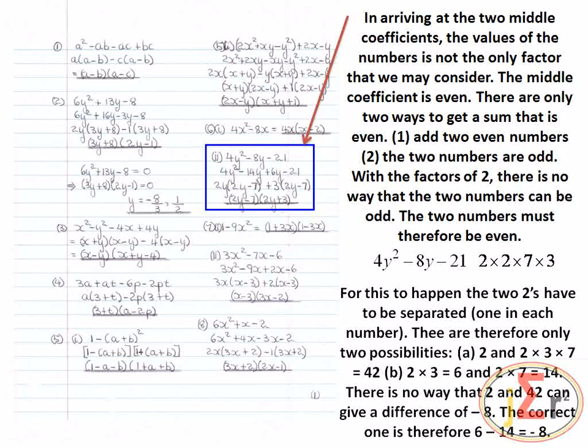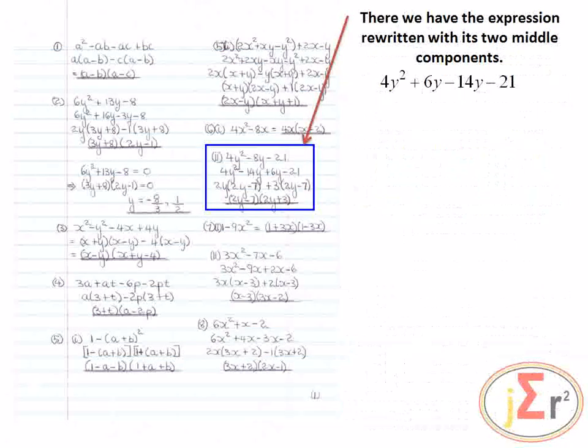Later on, we may take a look at the value and see that 6 minus 14 actually turns out to be a negative 8. So we are sure that the two numbers are actually correct. But we could have concluded already based on the fact that that is the only other way that we can get to even numbers. There we have the expression written with its two middle components that we have received on the previous slide, the two coefficients of a positive 6 and a negative 14, and we have them resolved already.